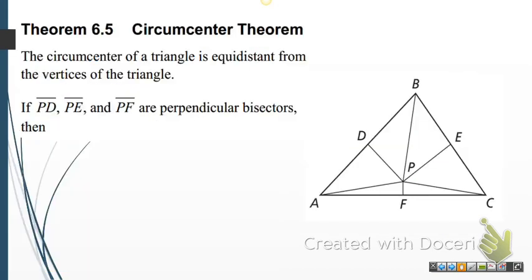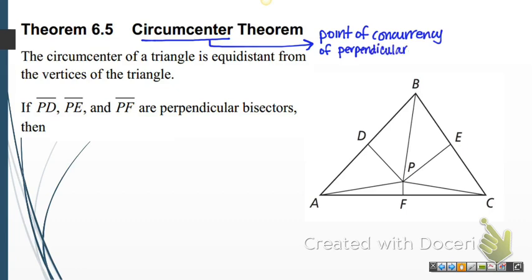So when three perpendicular bisectors are drawn in the triangle, the point of concurrency of those perpendicular bisectors is called the circumcenter. And this theorem tells us about the relationship between the circumcenter, the point of concurrency, and the vertices of the triangle. So first you'll notice that each one of these lines, PD, PE, and PF, is a perpendicular bisector to the three sides of my triangle.